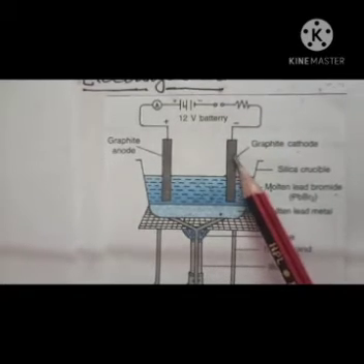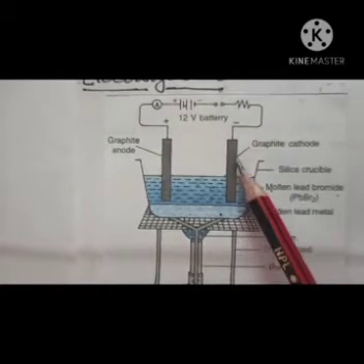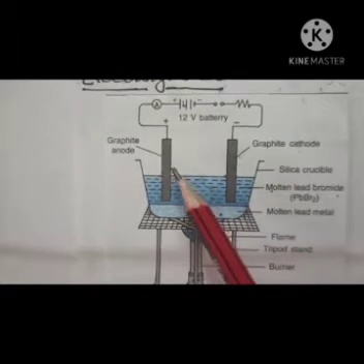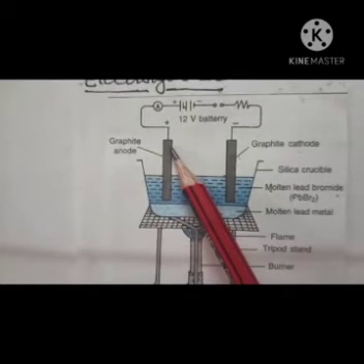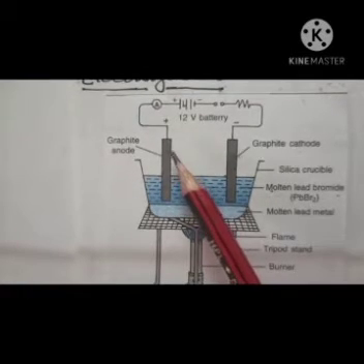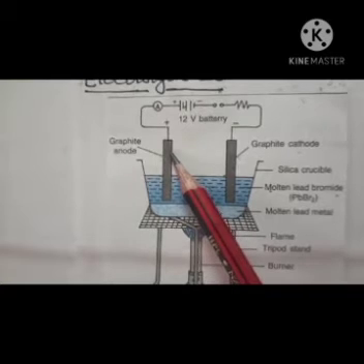Now, in place of graphite, another inert electrode is platinum. But platinum you will not use as an anode, because bromine vapors are discharged at the anode, and they can react with the platinum electrode. That's why you will not take a platinum electrode as an anode during electrolysis of fused lead bromide.